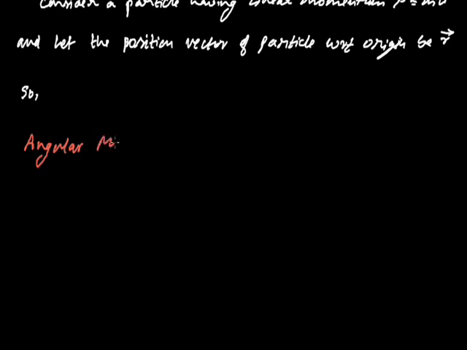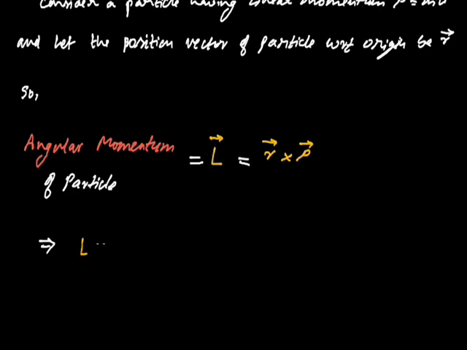So angular momentum of the particle will be L, by which we will denote the angular momentum, equals the vector product of position vector of the particle with the vector linear momentum of the particle. So we can write L equals r p sin theta, where theta is the angle between position vector and direction of momentum of the particle, linear momentum of the particle.